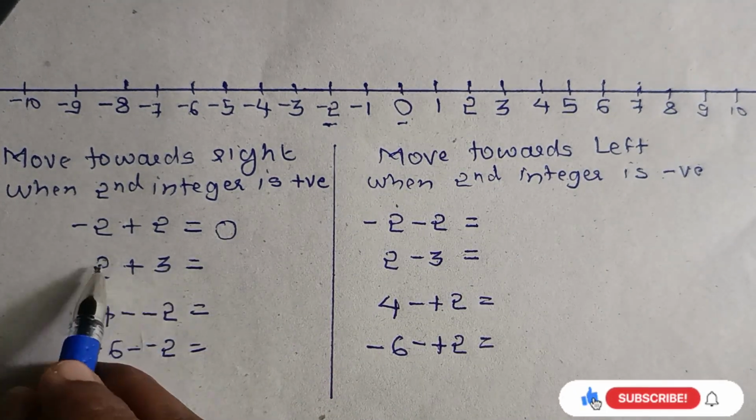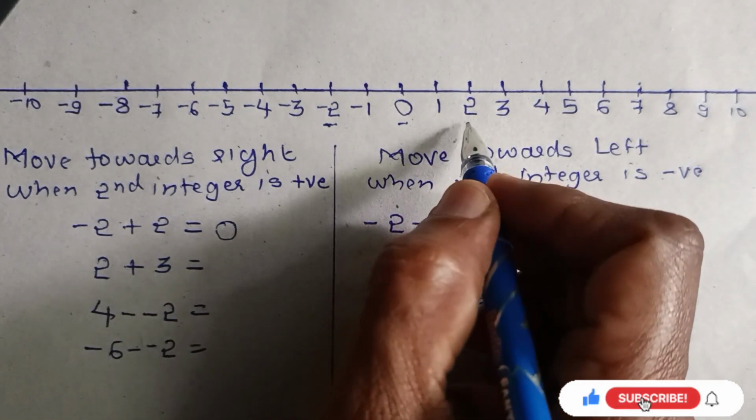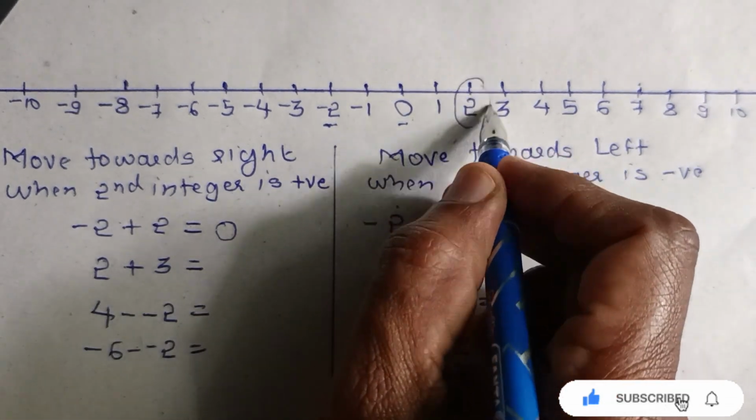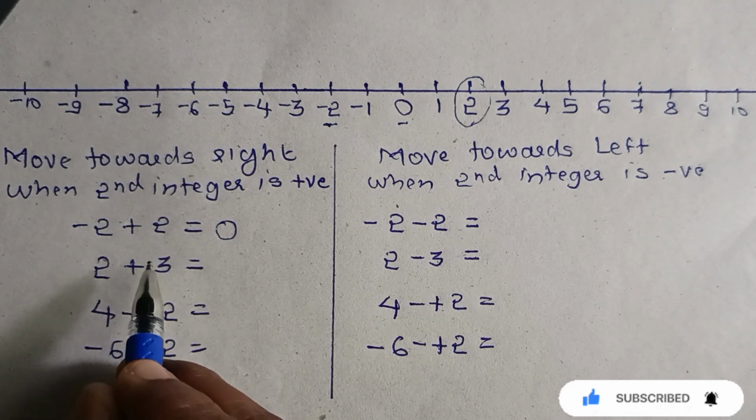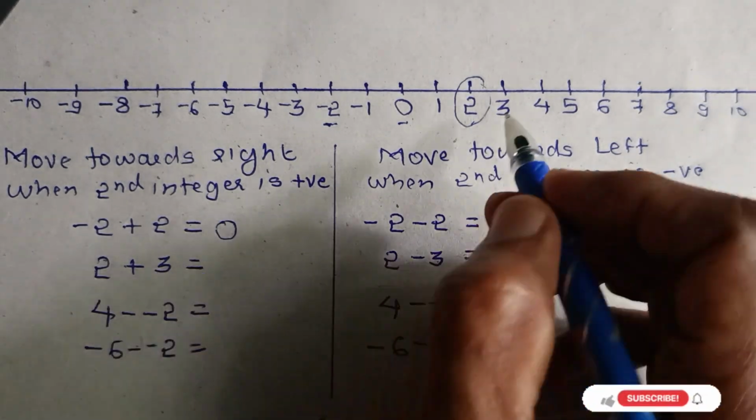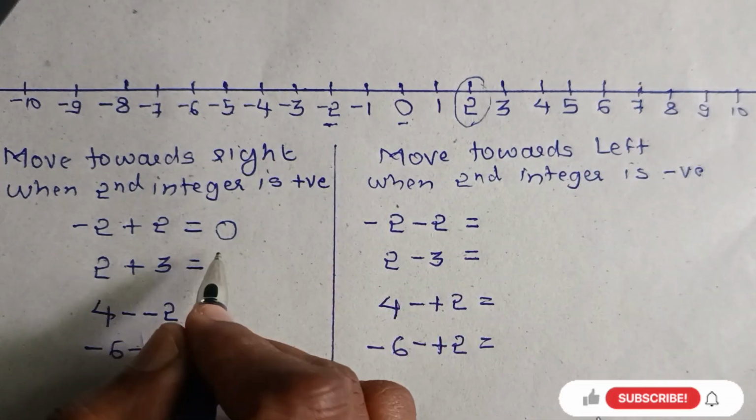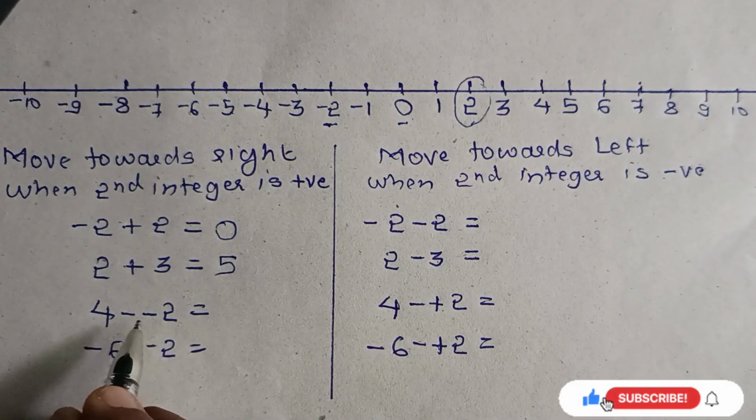Let us take the second case. 2 plus 3. The first integer is +2. The second integer is +3. So +3 means you have to move towards the right-hand side. How many places? 3. 1, 2, 3. So the answer is 5.